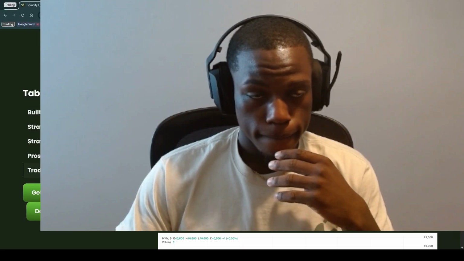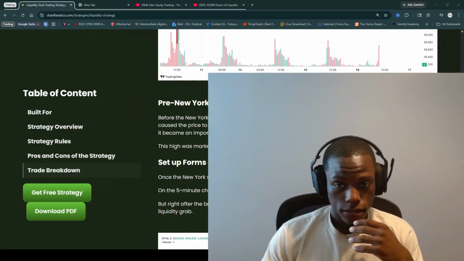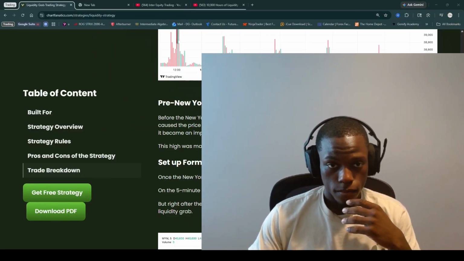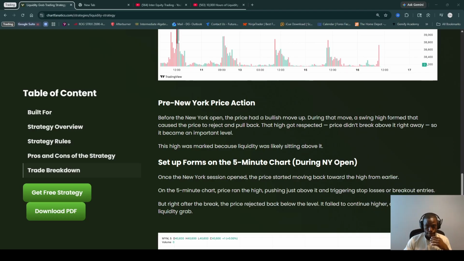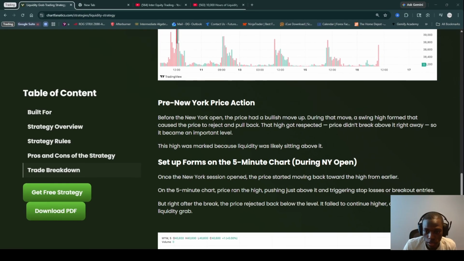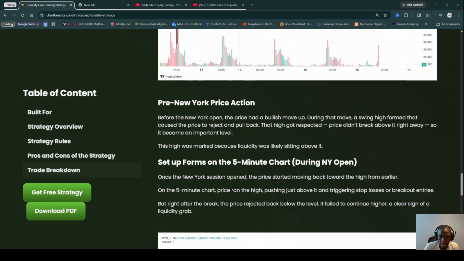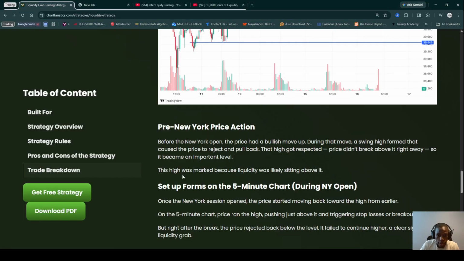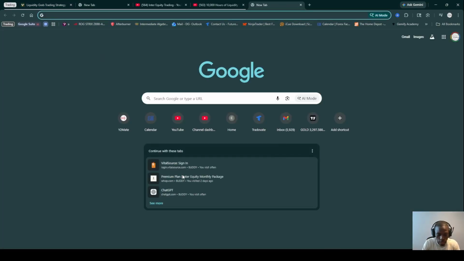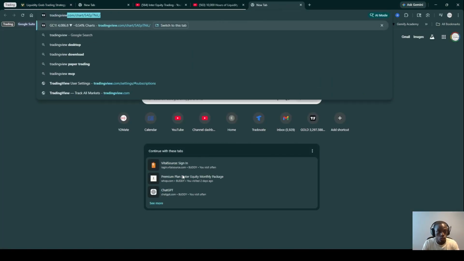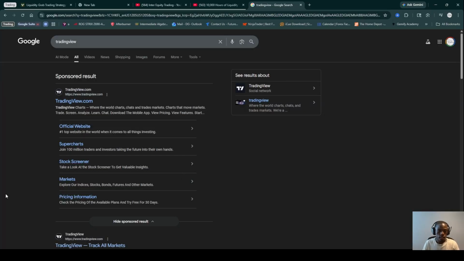First and foremost, okay, boom. Let's get straight into this. Make sure this is good. Okay, so what I use is called TradingView. I use TradingView to look at the chart.